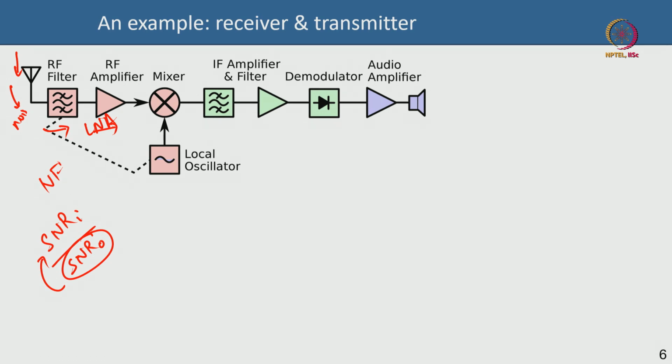So you need to have a very low noise figure, and then it will amplify the signal, and then, as I told you, a local oscillator will mix the signal to create this low frequency signal. Okay, this is called intermediate frequency. The low frequency that you generate is called intermediate frequency.